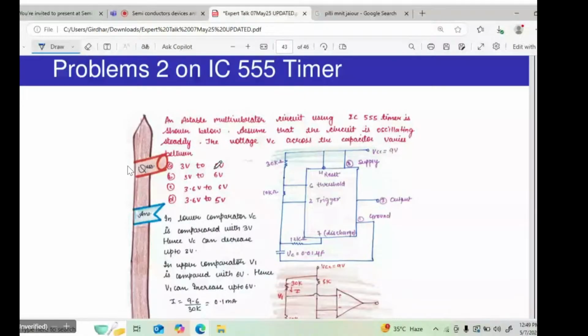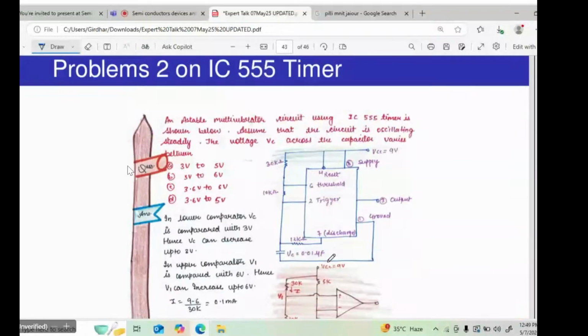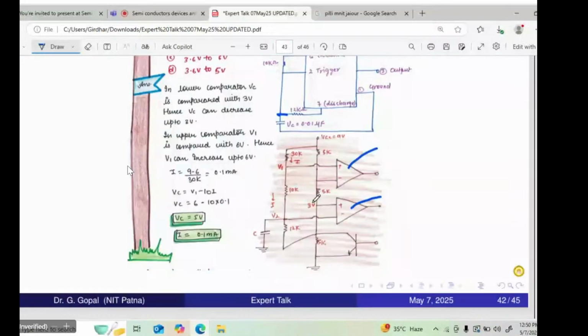We have already defined that in the lower comparator, VC is compared with VCC/3, and in the upper comparator it is compared with 2VCC/3. This VC is the voltage across the capacitor. When you see the internal schematic, this is the lower comparator and this is the upper comparator. VC is compared with this voltage, VCC/3, so it will discharge up to 3 volts only.